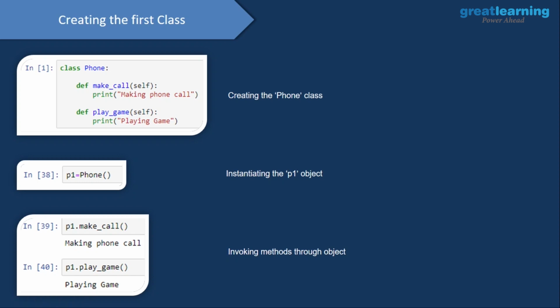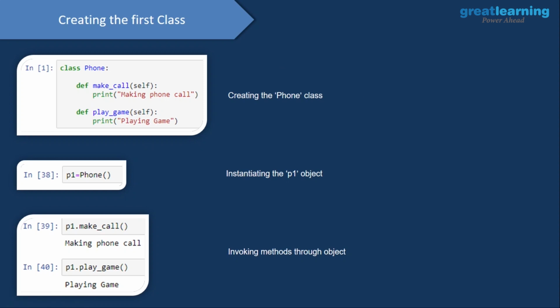For now, just understand that with the help of this self parameter, we will be able to invoke the attributes which are present in this class. As we go ahead through object-oriented programming, it will be much clearer to you. Similarly, we will create another method called play_game, and this again takes in one parameter which is self, and all I'm doing is printing out "playing game".